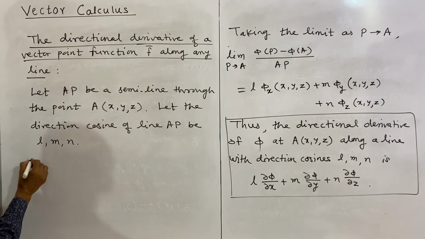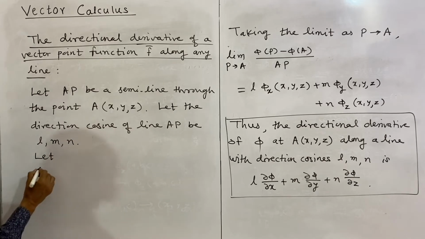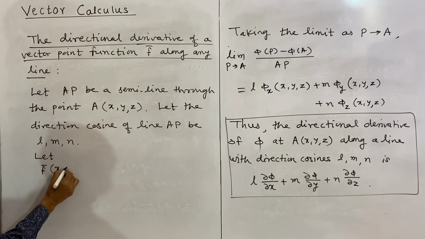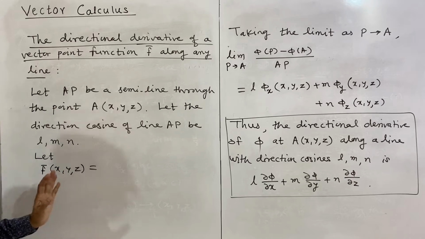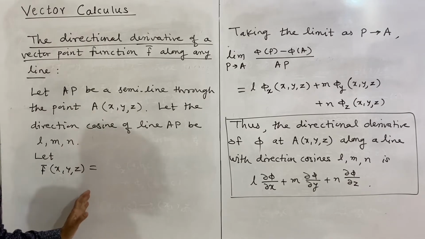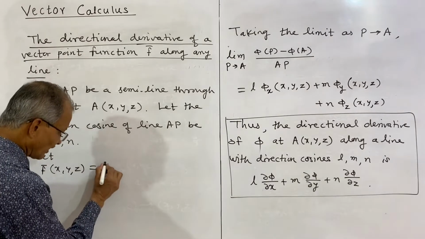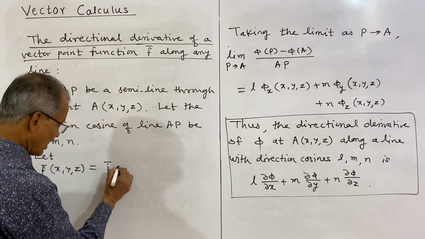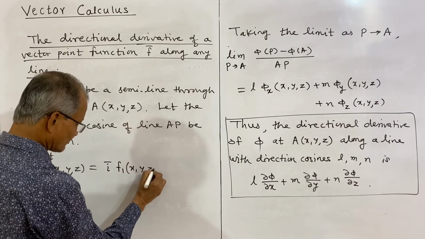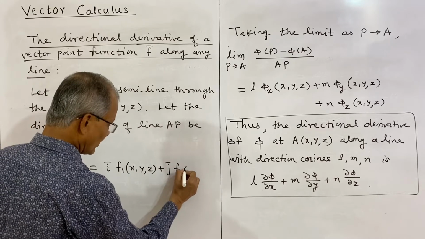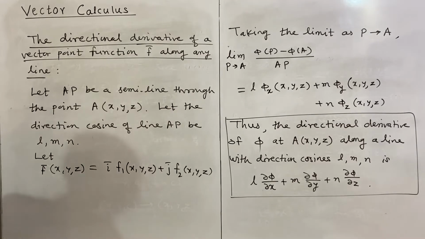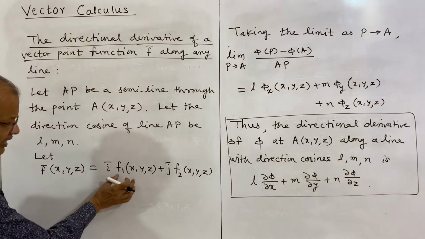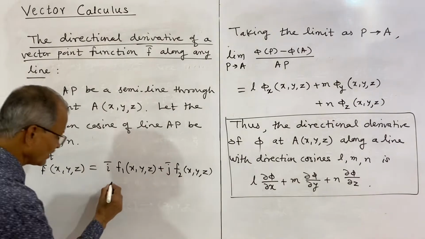Now we shall further consider f bar of x, y, z. This is a vector, and we will resolve this vector in terms of x, y, z components, or along the x, y, z directions, where i is the unit vector along the x axis. So f bar of x, y, z is equal to i f1 at x, y, z plus j f2 at x, y, z plus k f3, the expression of a vector in terms of i, j, k components.